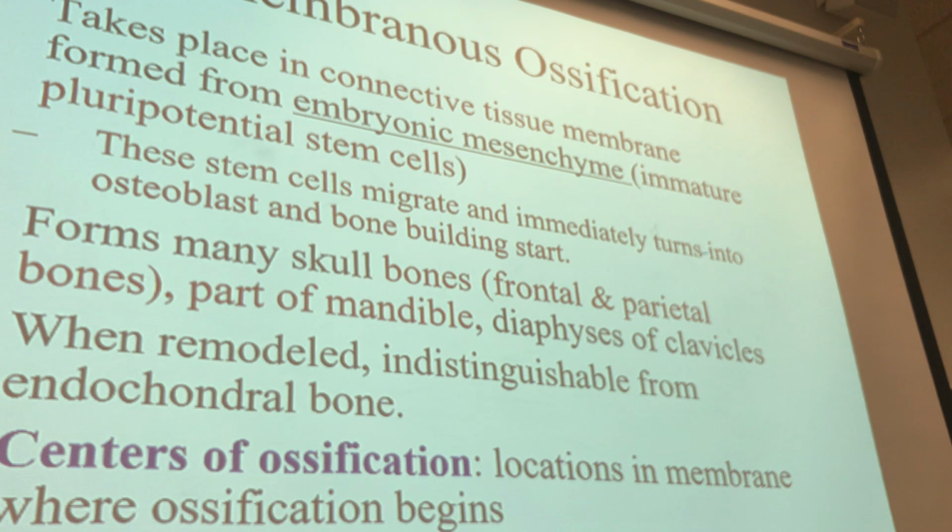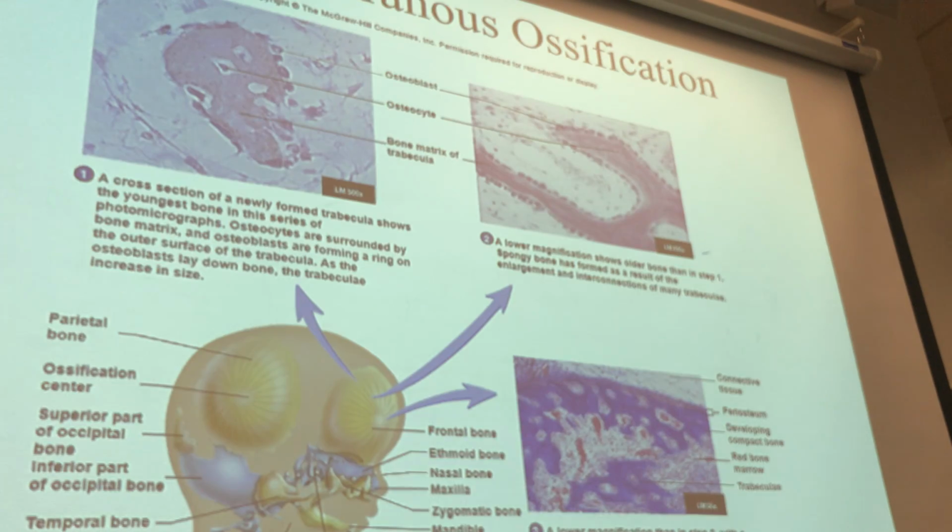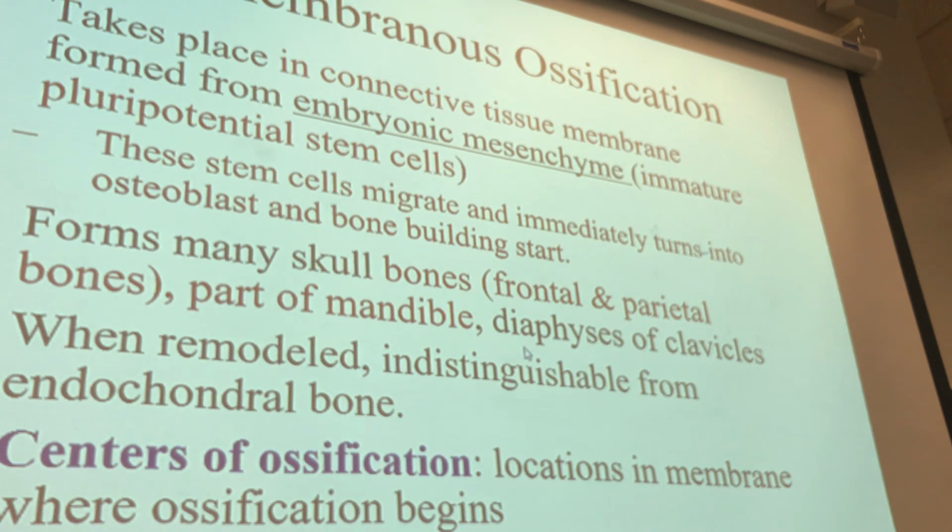So in intramembranous ossification, we're going to see that we have a connective tissue membrane. And here's probably the easiest one right here. There's not a lot of areas in our body where we have intramembranous ossification. We only see it in a few different areas. It forms many of the skull bones, frontal and parietal bones, part of the mandible, and part of the clavicle. That's it. So in other words, the skull, part of the jaw, part of your clavicle, your collarbone, and that's it.